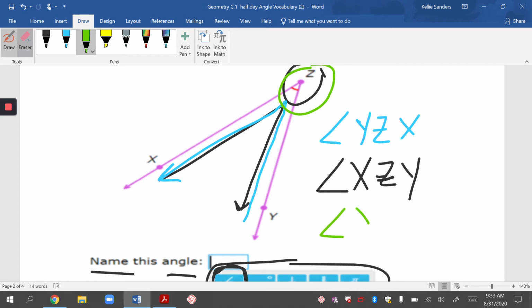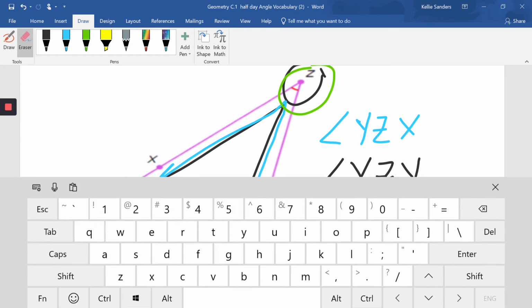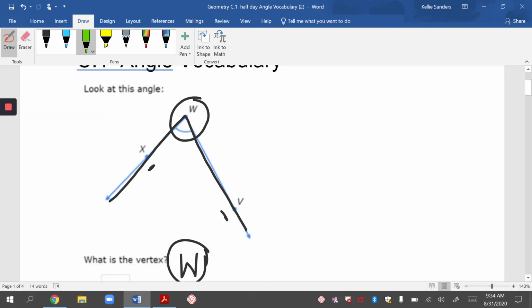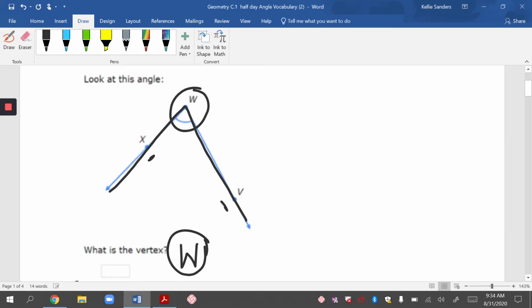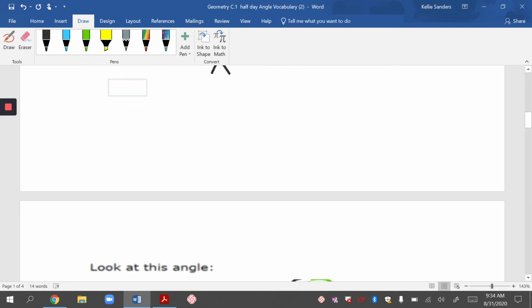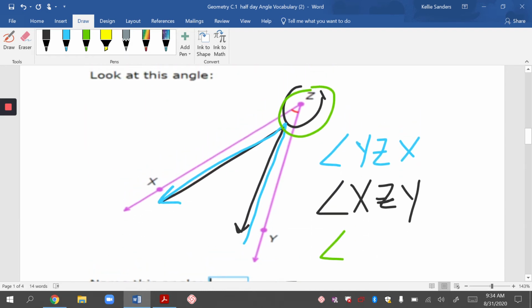Sorry, I'm using a new system. I'm trying to figure it out. So here we are. Then angle Z. All 3 of those would be correct answers to be able to put in the box.